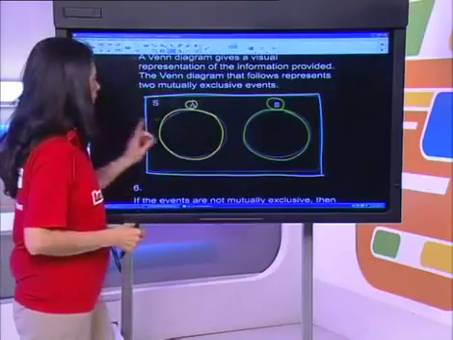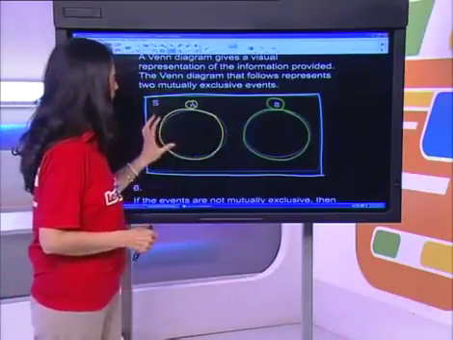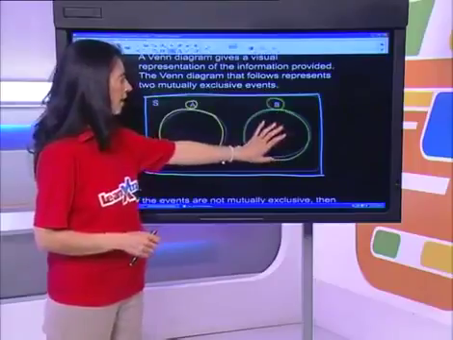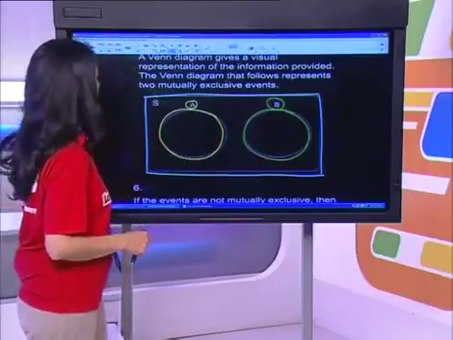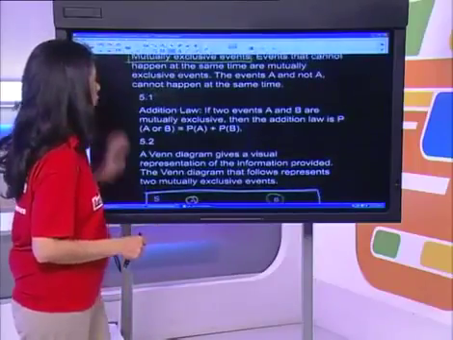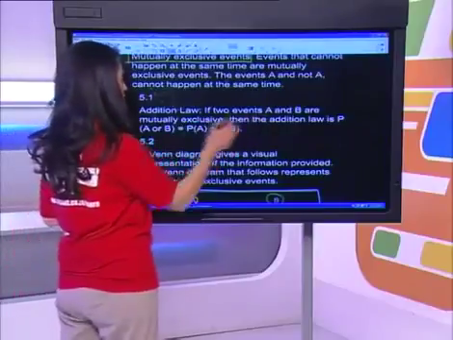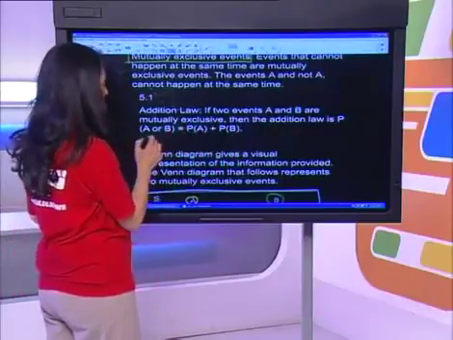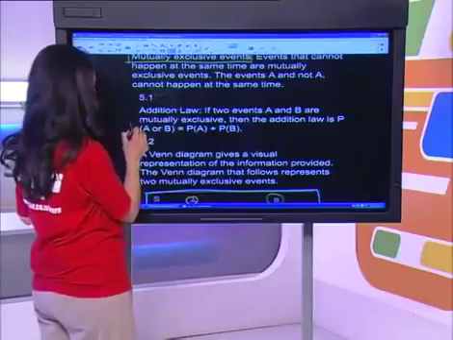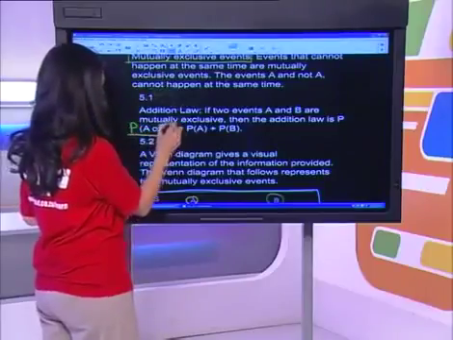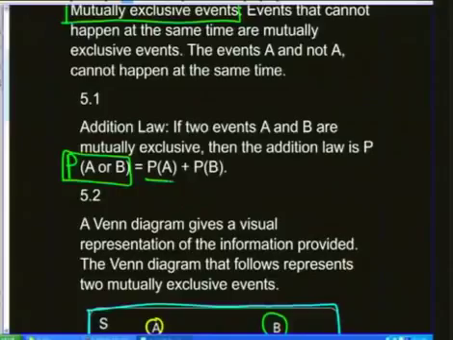Now, if we were trying to find out what's the probability of A or B happening, then we would talk about the addition law. If two events are mutually exclusive, then the addition law says that the probability of A or B happening would be the probability of A plus the probability of B.